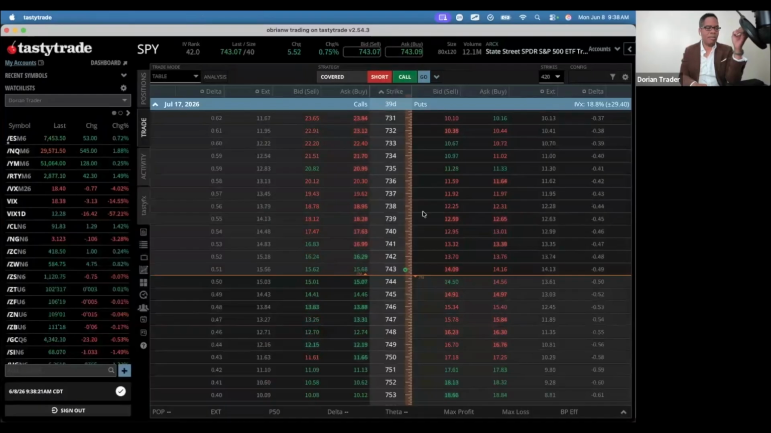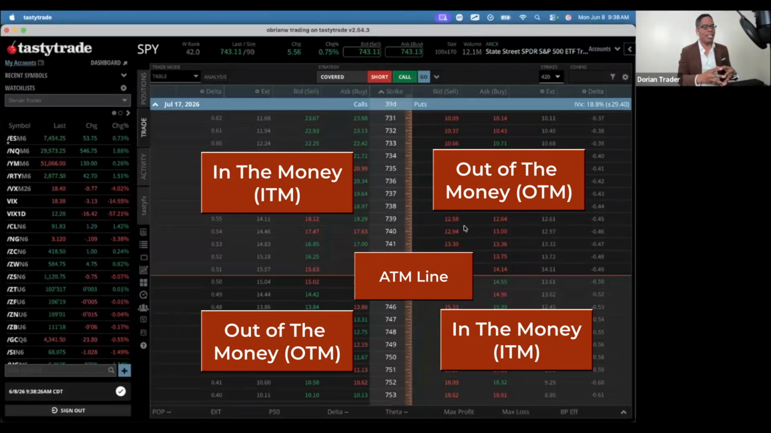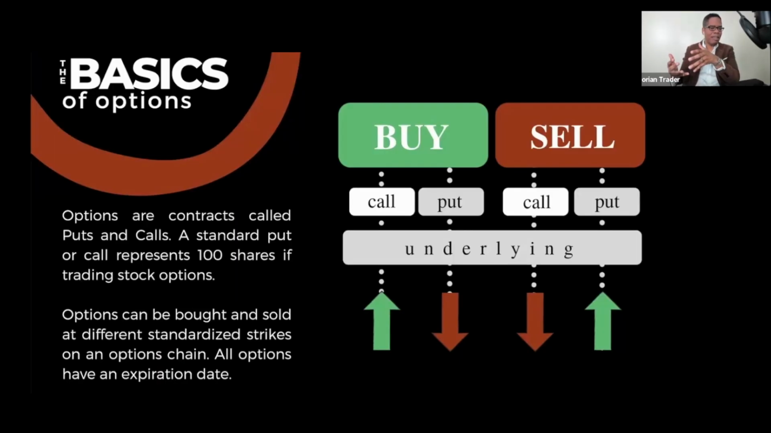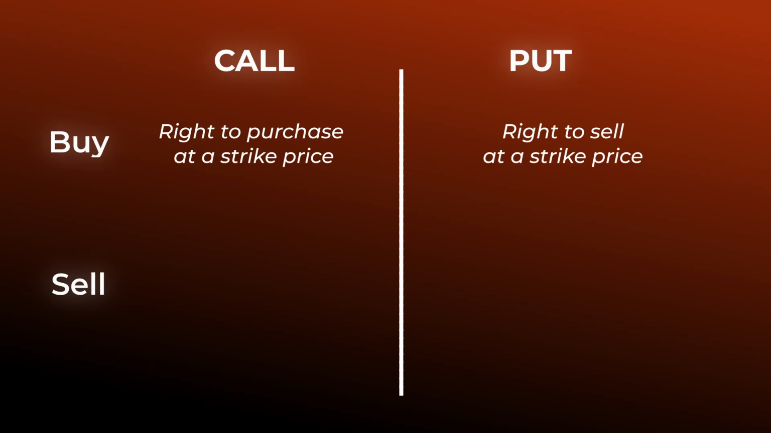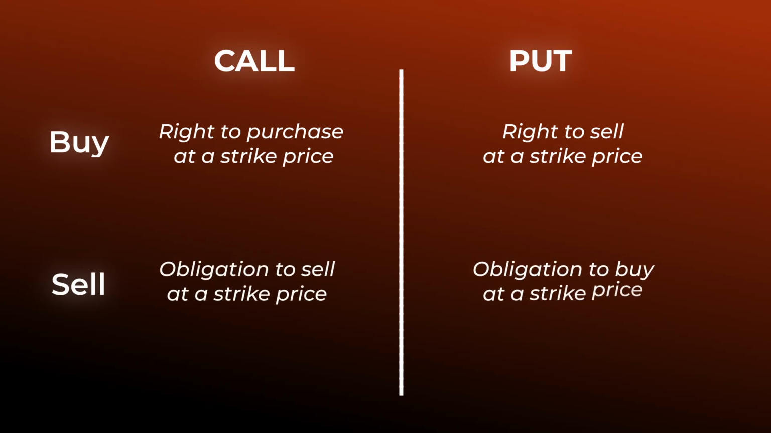When you jump back to the option chain, you want to understand the at the money line, in the money, and out of the money, because it's attached to that first pillar. That first pillar, when you buy a call or put, you have a right. Well, when are you going to exercise your right? You're most likely going to exercise that right when it's in the money.